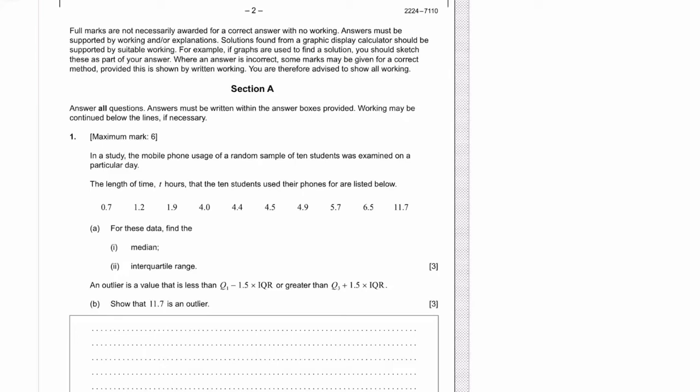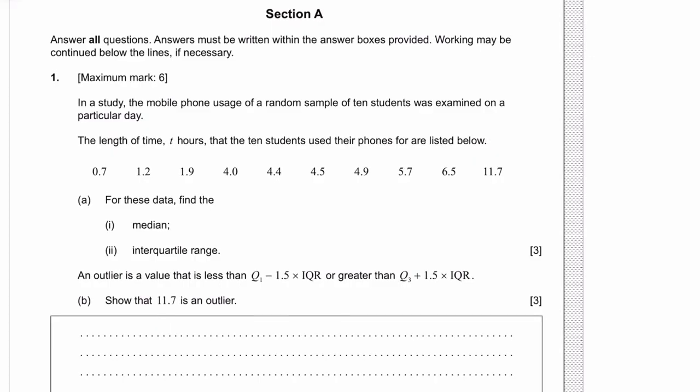Okay, we'll go through the first few questions really quickly, I think. They're quite easy with a GDC. So, first median. Notice the data is already arranged from the smallest to the biggest. So, the median is just the one in the middle. Where's the middle? Here, right? Yeah, with 5 on the right and 5 on the left.